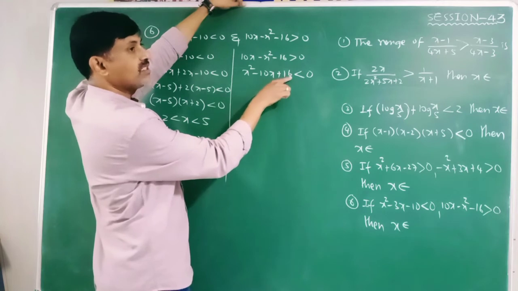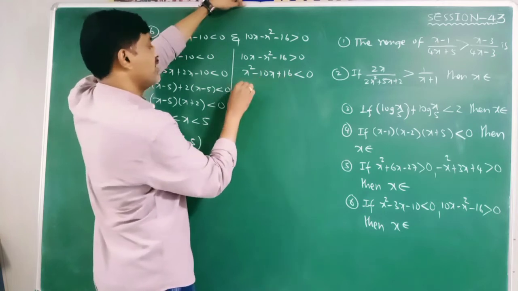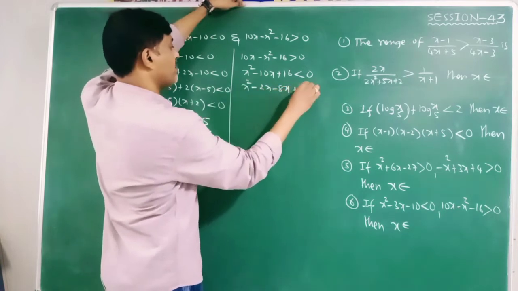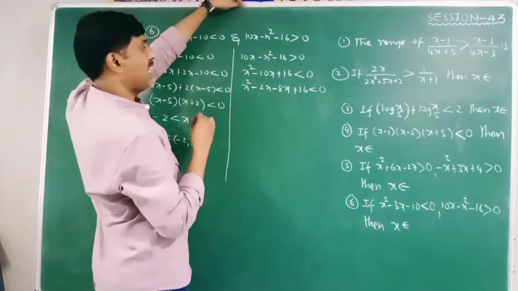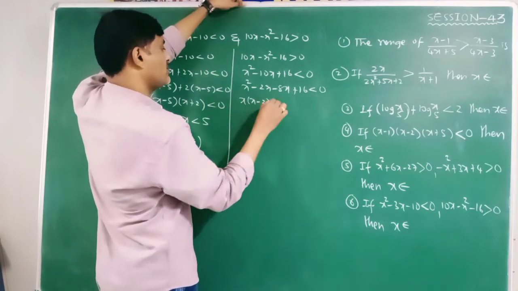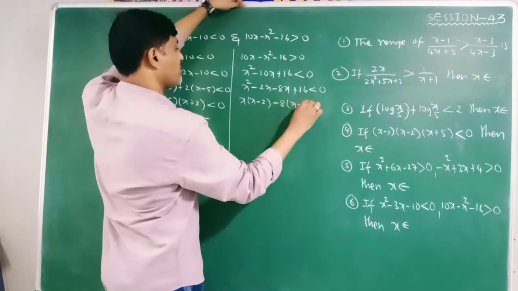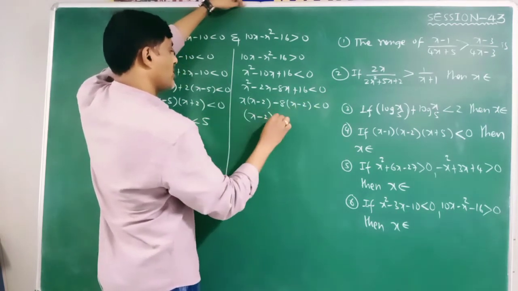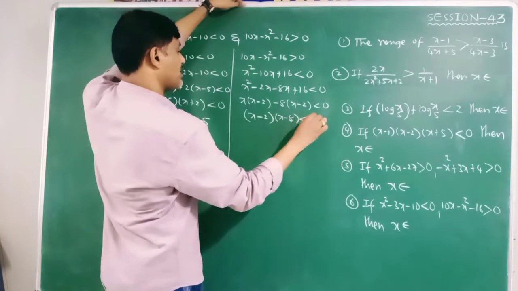8 twos are 16, 8 plus 2 is 10. This is clearly x square minus 2x minus 8x plus 16, which is less than 0. You take x common from the first two terms and minus 8 common from the last two terms. Now we are getting (x minus 2)(x minus 8) less than 0.